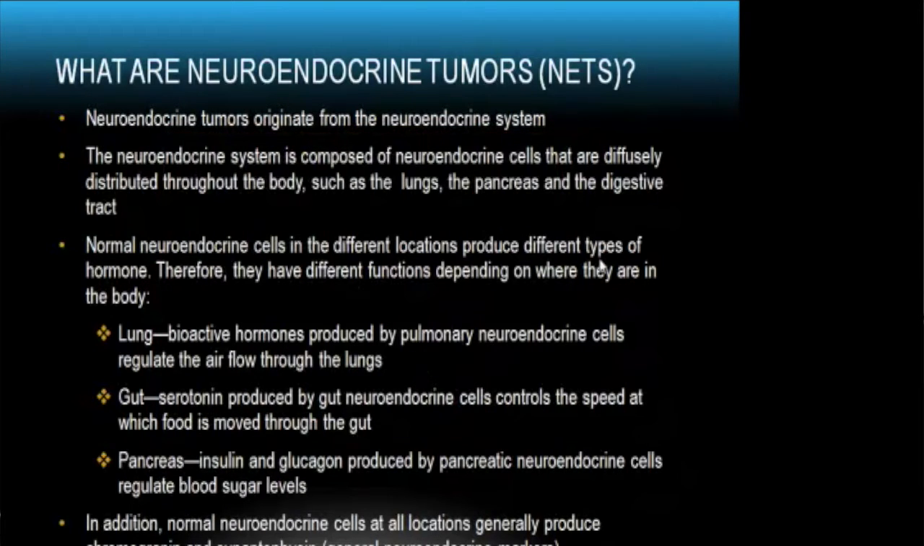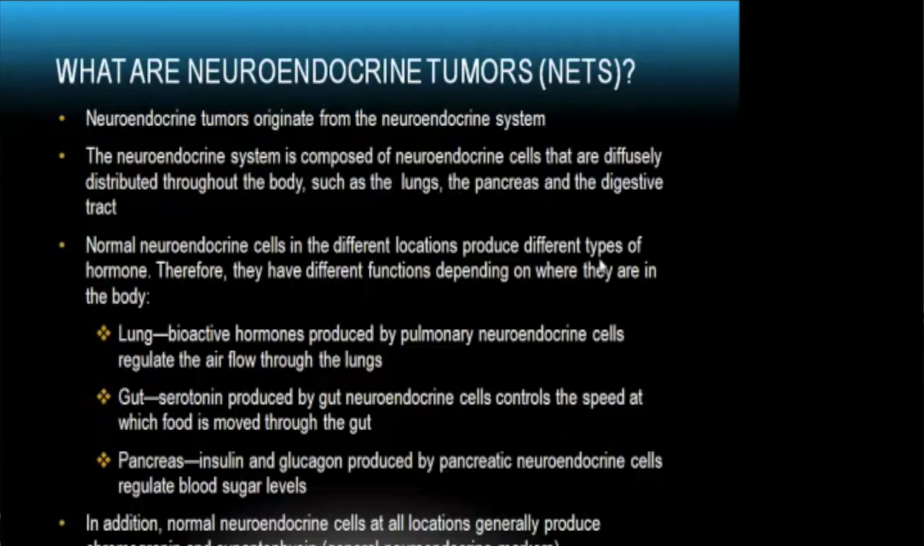Okay, what are neuroendocrine tumors? So neuroendocrine tumor originate from the neuroendocrine system, and the neuroendocrine system is composed of many different types of neuroendocrine cells that are diffusely distributed throughout the body. For example, there are neuroendocrine cells in the lungs, in the pancreas, and in the gut. So normal neuroendocrine cells in the different locations produce different types of hormone. Therefore, they have different functions depending on where they are located in the body.